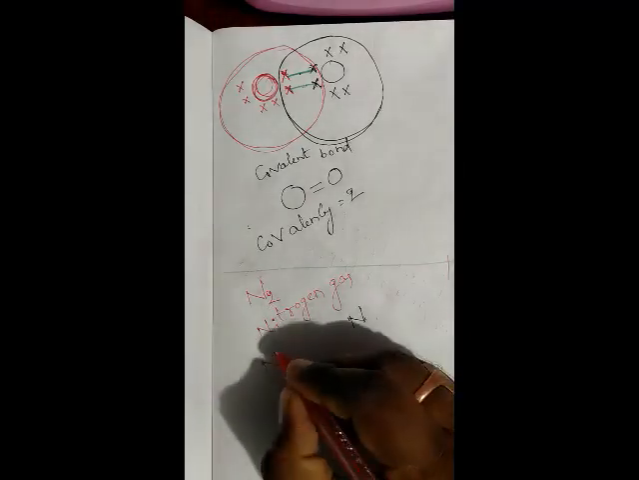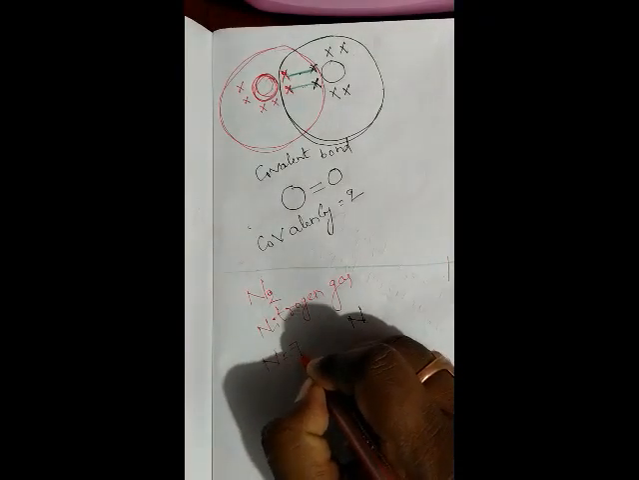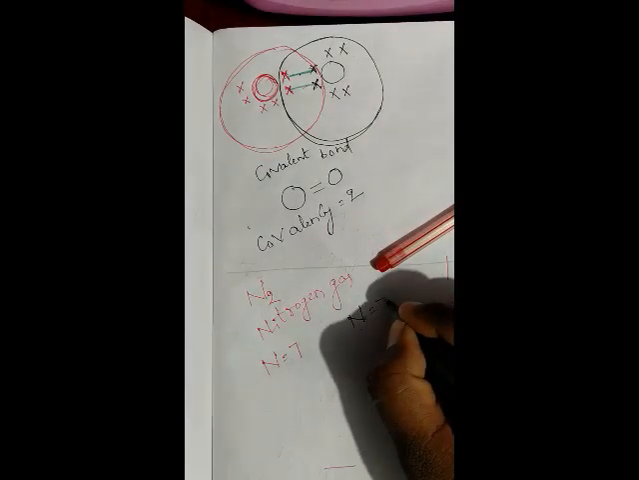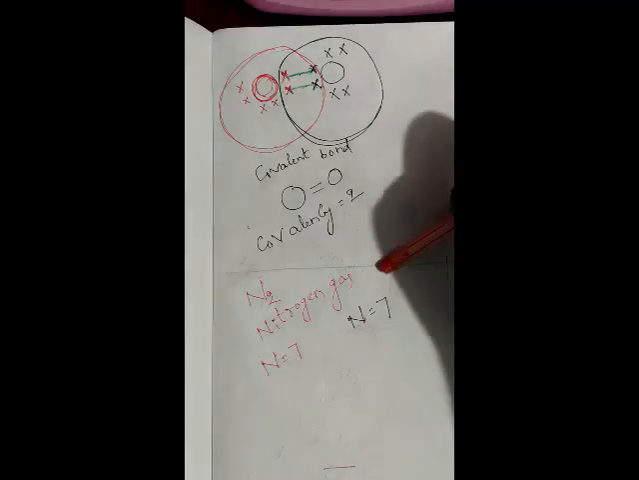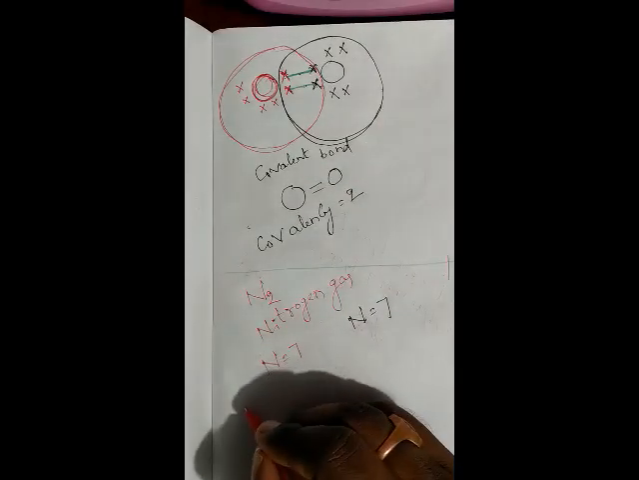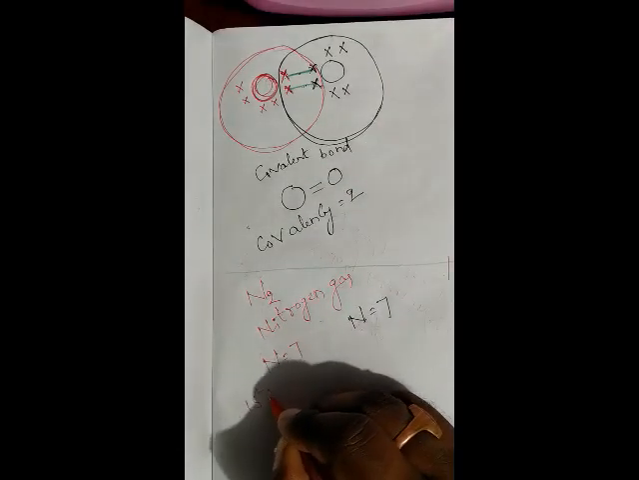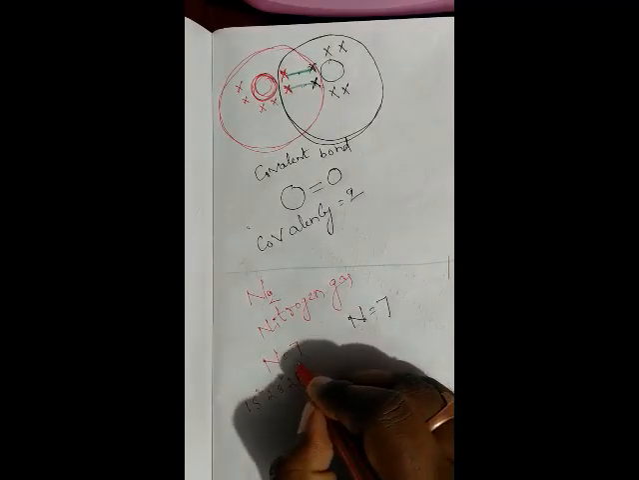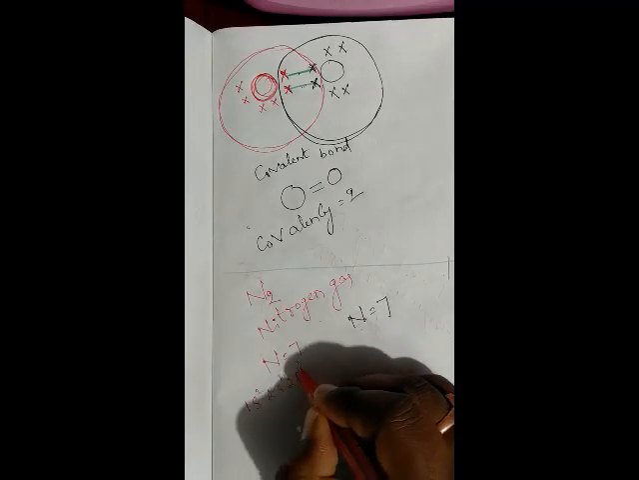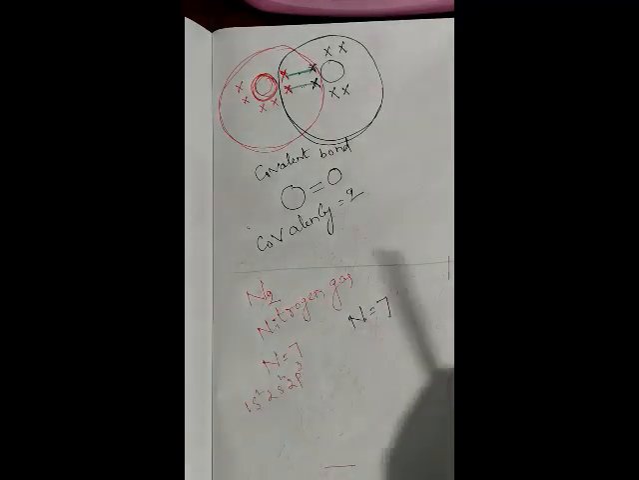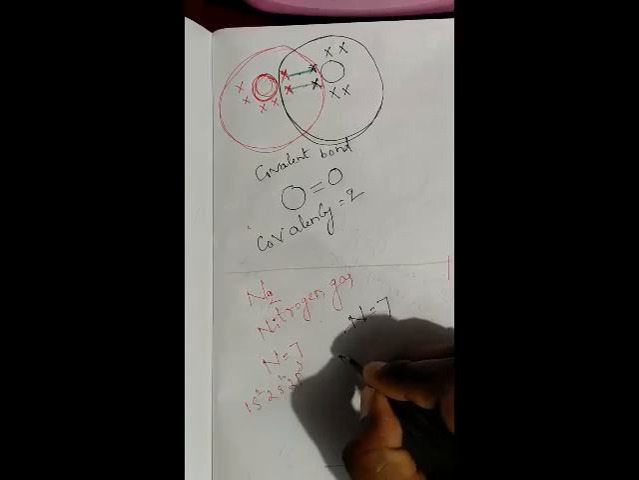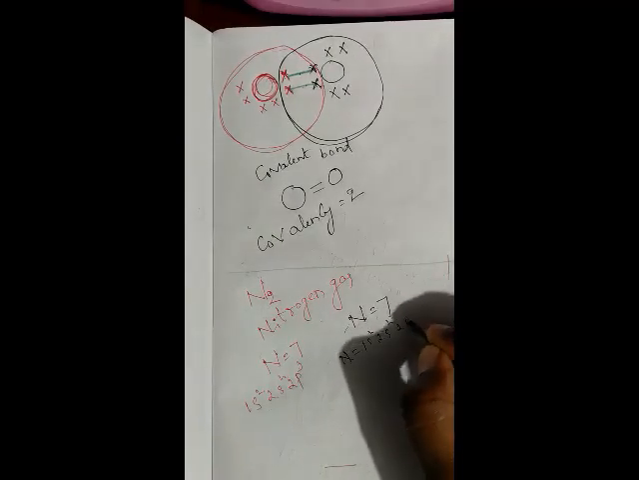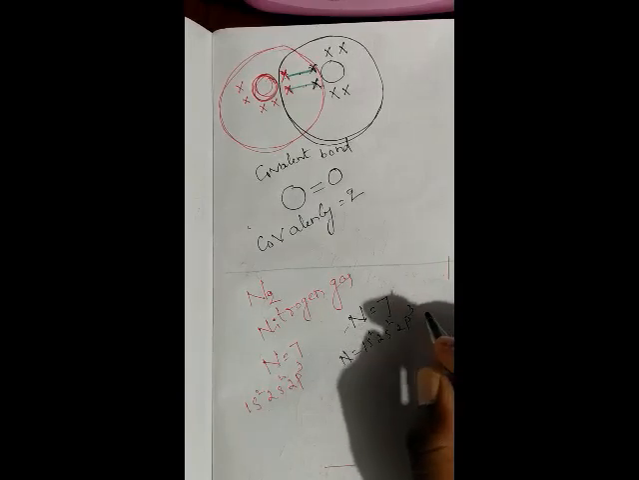Okay, the first nitrogen atom's atomic number is 7, the second nitrogen atom's atomic number is 7. So the first nitrogen atom's electronic configuration is 1s2, 2s2, 2p3. 2 plus 2, 4, 4 plus 3, 7. Next, the second nitrogen atom's electronic configuration is 1s2, 2s2, 2p3.